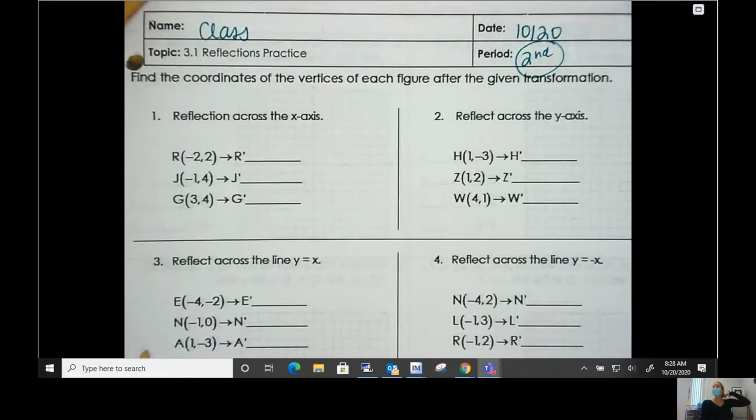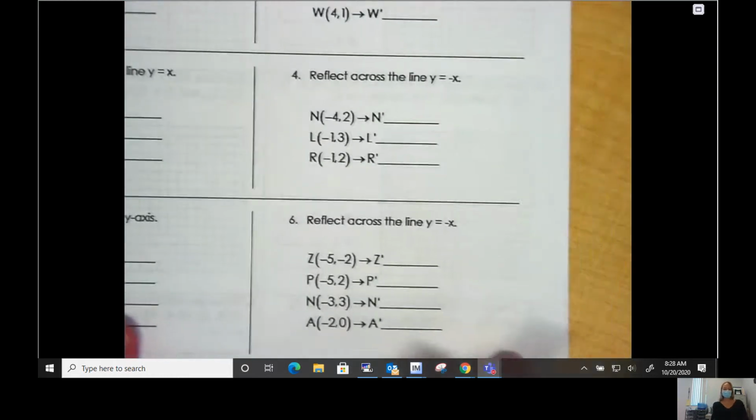Okay, so this one says, find the coordinates of the vertices of each figure after the given transformation. So every single one of these types of problems is a reflection. All you have to do for the reflection is just write the new coordinates. You don't have to do anything else. So there's no graphing involved on the front. It's just writing the coordinates, which should be really, really easy.